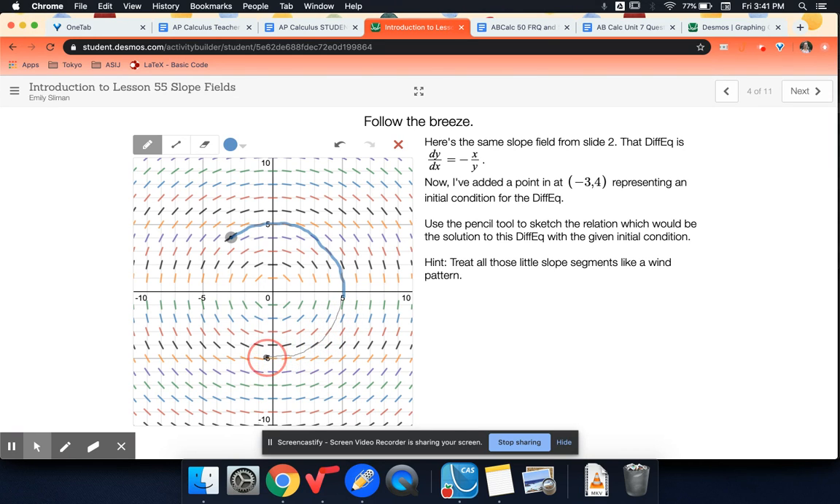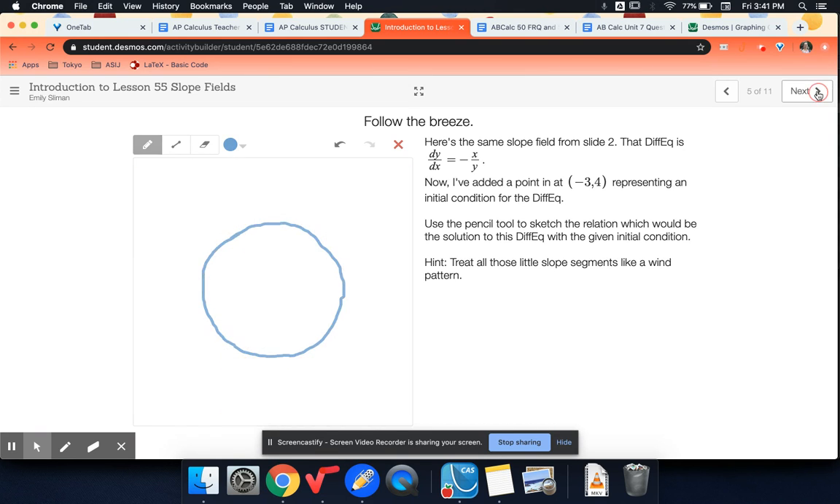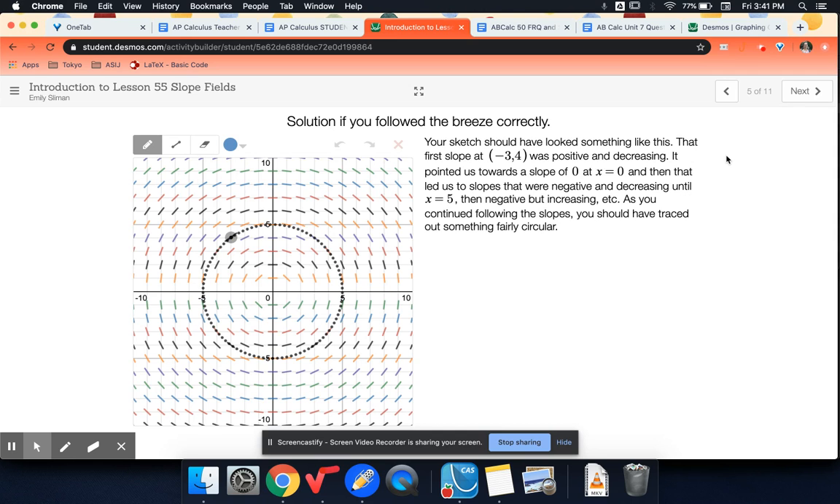So it looks like this equation is actually making a circle. And I sort of see that when I look at the graph as well, because this looks to me like concentric circles, just with bigger and bigger radii. So that's what I mean when I say follow the breeze. You're sort of following one slope to the next. All right, so there we go.